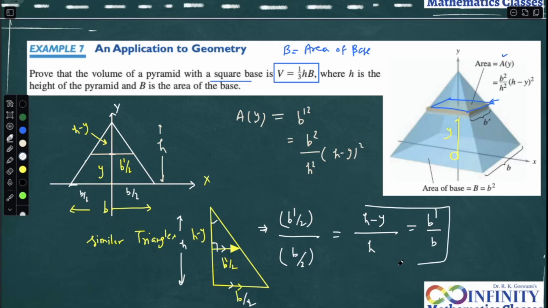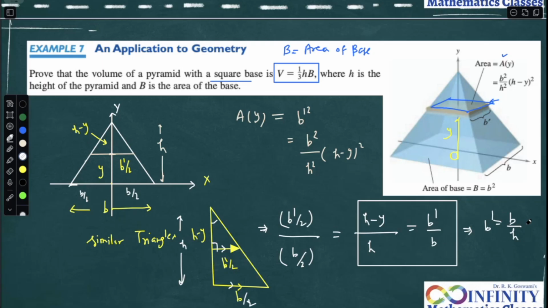I will use this expression to get the value of b prime. So the value of b prime is going to be b upon h, times (h minus y). Okay, it is h minus y actually. So I need b prime square. This is going to be b square upon h square, times (h minus y) square. This is the cross section area we have obtained.